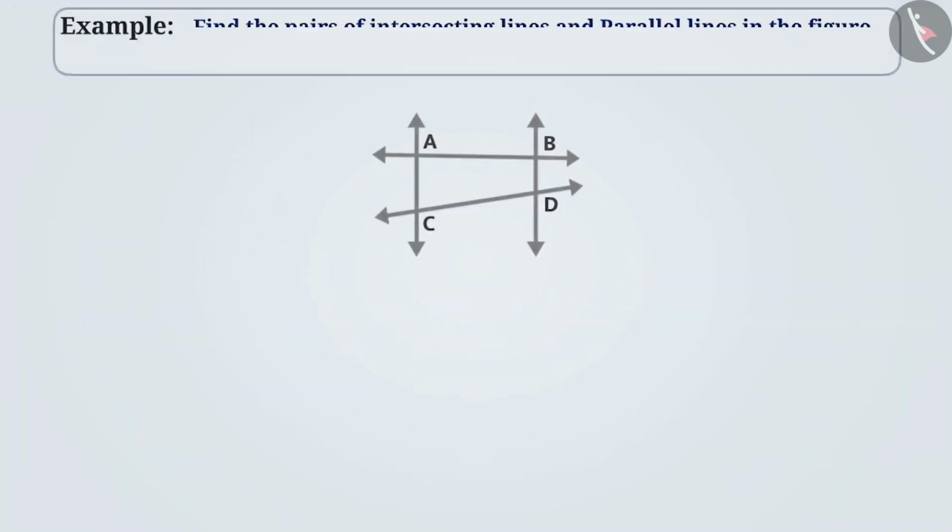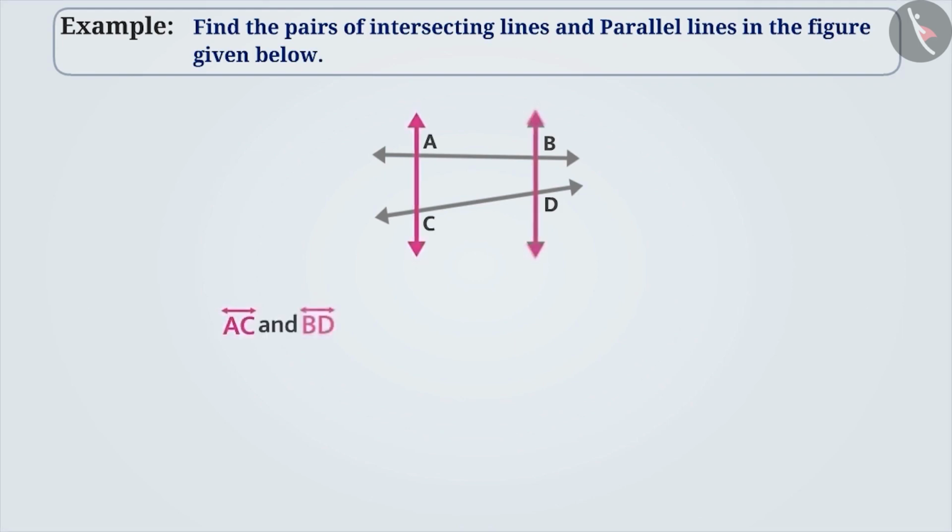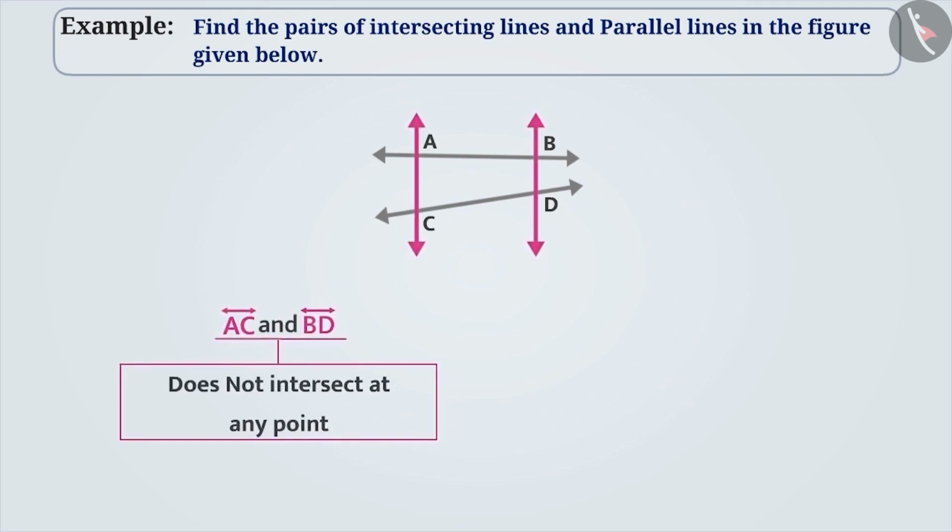Next example, find the pairs of intersecting lines and parallel lines in the figure given below. As we can see, the lines AC and BD do not intersect each other at any point. Even if we extend both the lines AC and BD, they will never intersect. Hence, the lines AC and BD are parallel lines. Apart from these, there are no two lines in the given figure which are parallel lines.